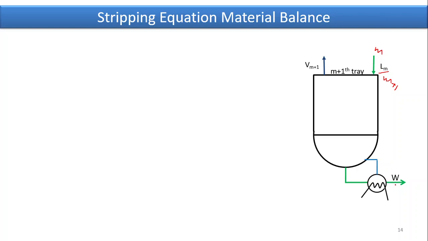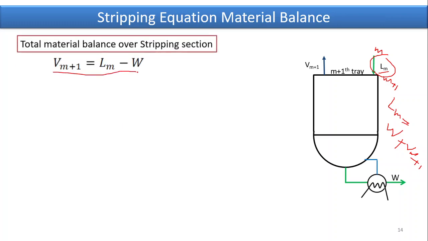And this is W that is leaving. So overall there are 3 materials: Lm, the liquid coming from the mth tray, Vm plus 1, the vapor leaving from the m plus 1th tray, and W, the amount of bottom product. If you go for the material balance, it is very simple: Lm is equal to W plus Vm plus 1. But we always try the generalized format, y is equal to mx plus c. So we put it in this format: Vm plus 1 is equal to Lm minus W. This is a rearrangement of this equation.